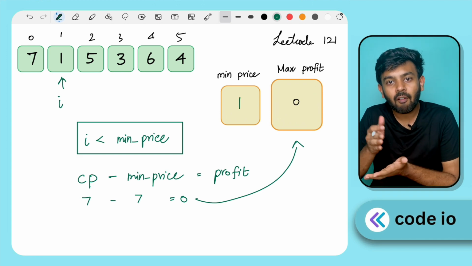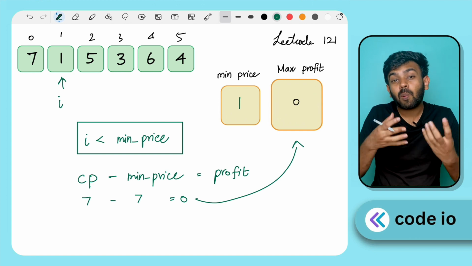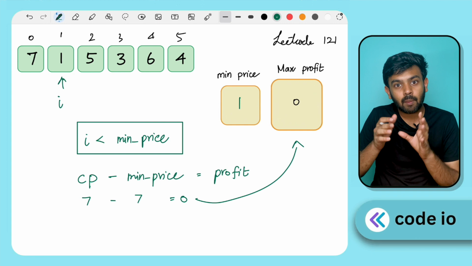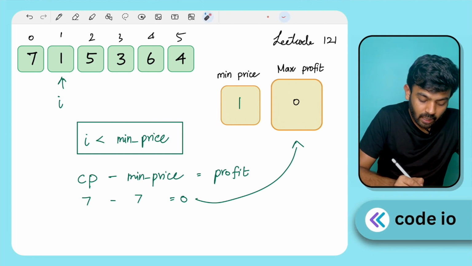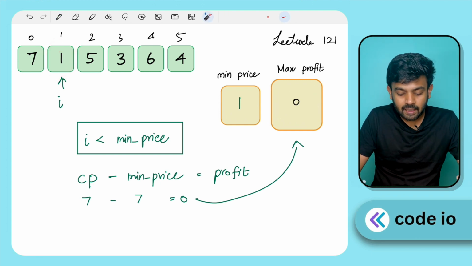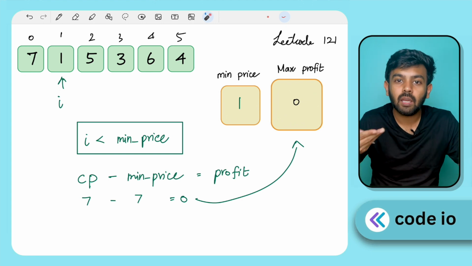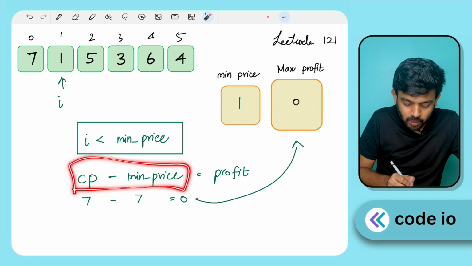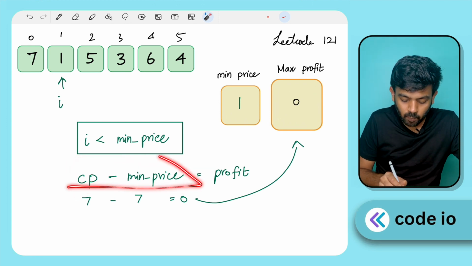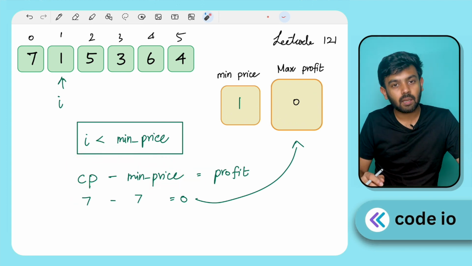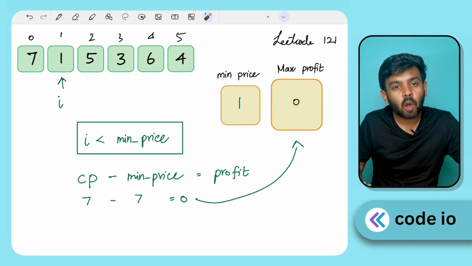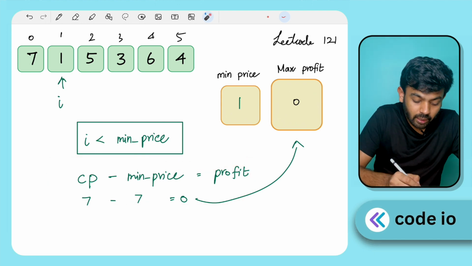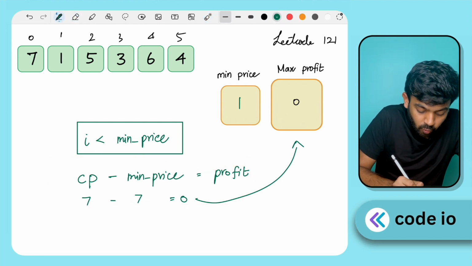Now just now I have updated my min price, so my current price is also my min price, right? My min price is 1 and my current price is also 1 because I am currently at this position. Since my current price is also my min price, this difference is going to be 0, so the profit is also going to be 0. So instead of calculating this, I'm just moving to the next iteration.